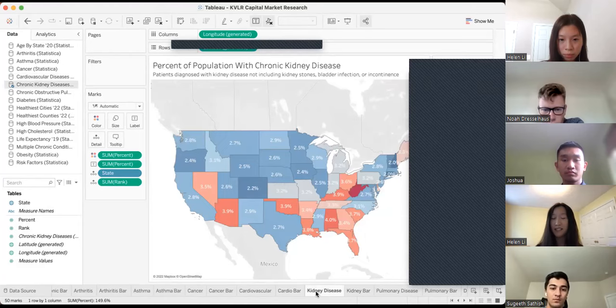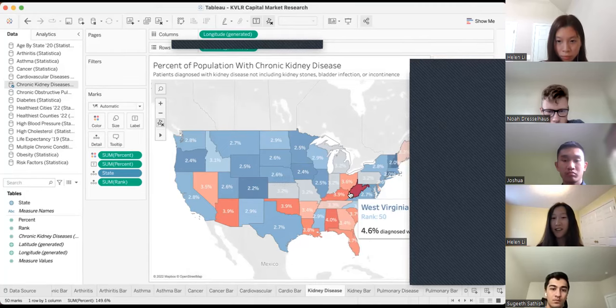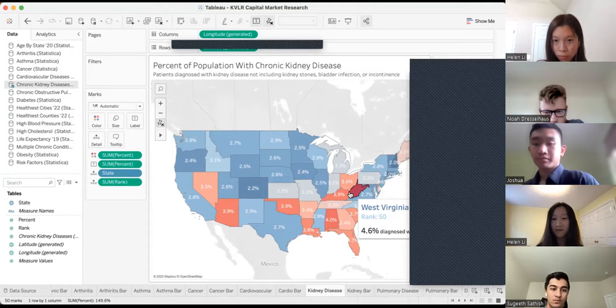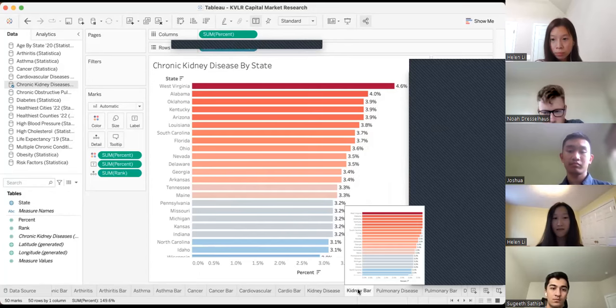Now we have kidney disease, which is similarly red in areas such as around here in the middle and in the south. West Virginia, again, being the least healthy state in terms of chronic kidney disease. And here's the bar chart.